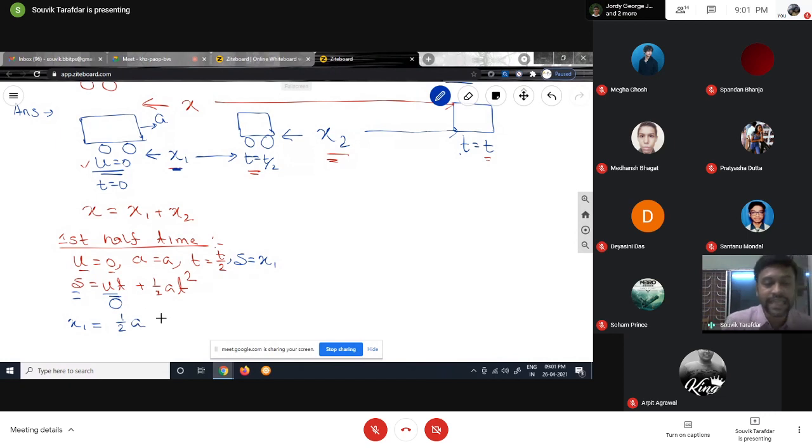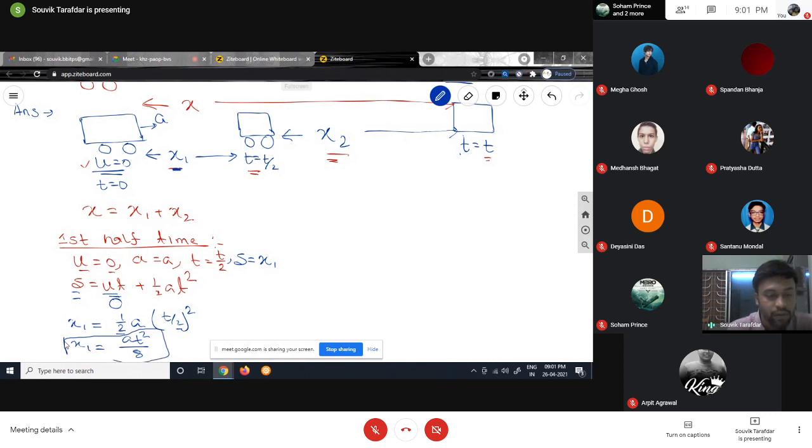a. Now t is how much? t by 2. So it is (t by 2) whole square. So x1 becoming how much? x1 is equal to a t square by 8. Okay, so we got our x1. Why? See, 2 square becoming 4, 4 into 2 means 8. So 8 in the denominator and a t square in the numerator. So we got our x1.